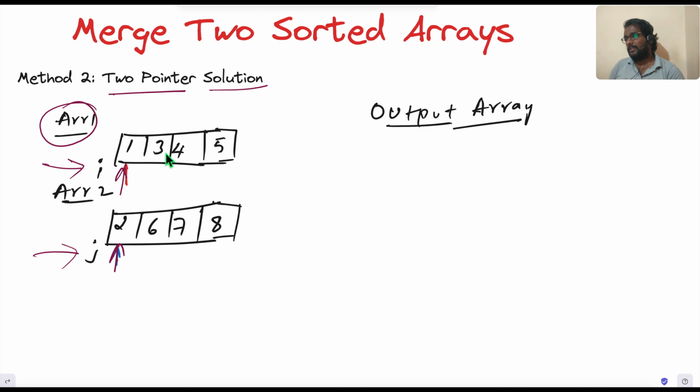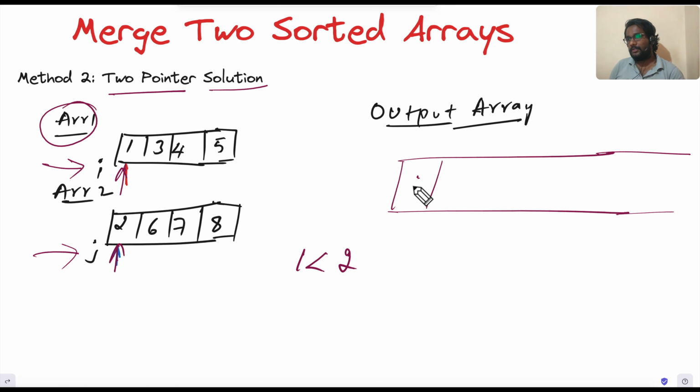So we'll be comparing both the elements. Now 1 and 2 will be compared. 1 is less than 2 when compared. Whatever the lesser or smaller element is, it will be inserted into the output array. So as we know 1 is smaller, we'll insert it as the first element of the result array.